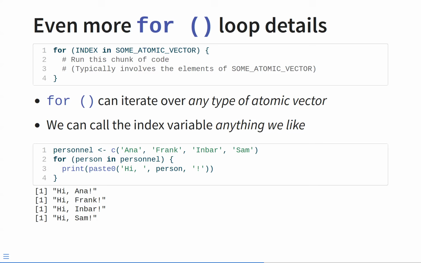So the first time we go through the loop, person will take on the value Anna. The next time it will take on the value Frank. The next time it will take on the value Inbar. And finally, it will take on the value Sam.